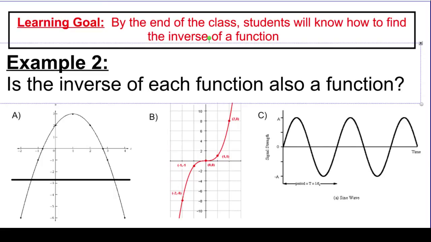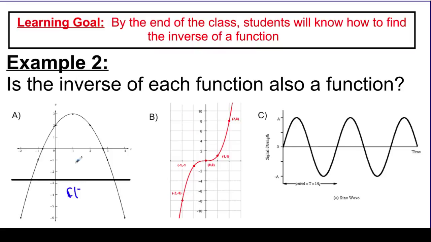So the answer to this one, we're going to say f of negative 1, let me write that correctly, f of negative 1, which is the way that we write the inverse notation, is not a function. If I want to describe this parabola, I would say this parabola is not a one-to-one function. That's the connection. When the parabola is not a one-to-one function, its inverse will not be a function at all.